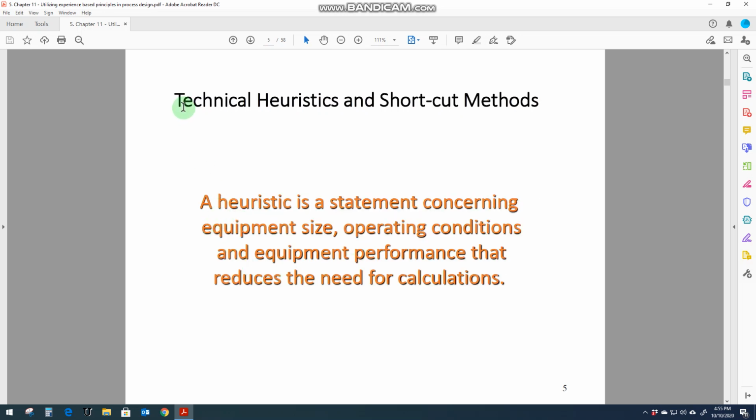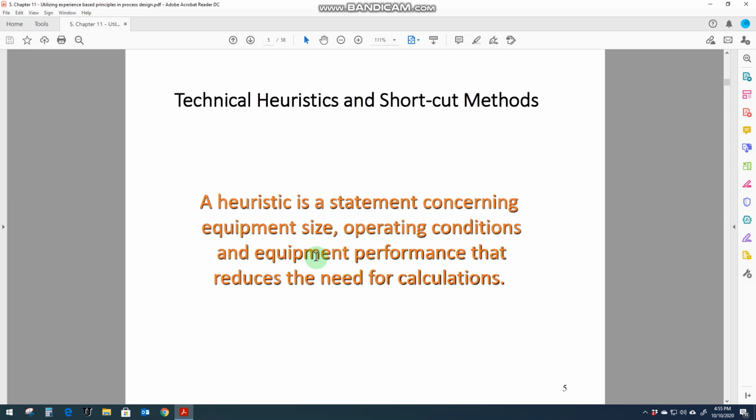Now, what is a heuristic? Technical heuristics and shortcut methods. A heuristic is a statement concerning equipment size, operating condition, and equipment performance that reduces the need for calculation. Now, most of the time, heuristics are used to estimate the size of the equipment. Sometimes they are used to analyze the operating conditions and the equipment performance.